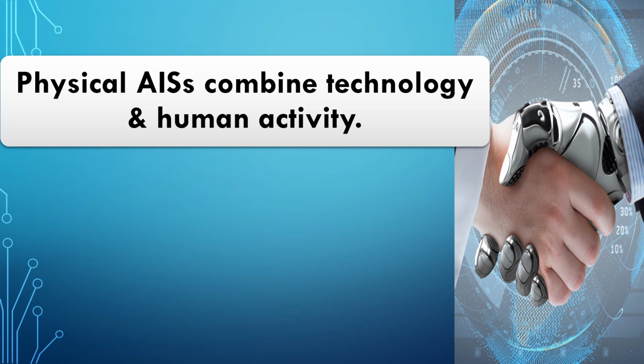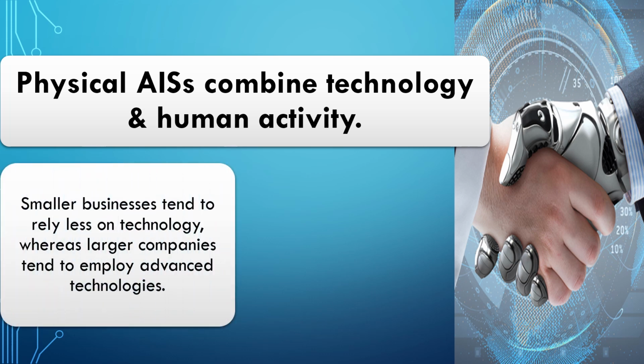The physical accounting information system combines technology and human activities. It's different from basic combination to advanced, as we said. Smaller businesses tend to rely less on technology, whereas large companies tend to employ advanced technology. So the system applied for small business companies we normally call a basic technology system, whereas big companies or multinational companies tend to have an advanced technology system.